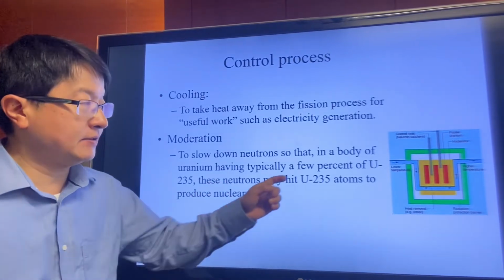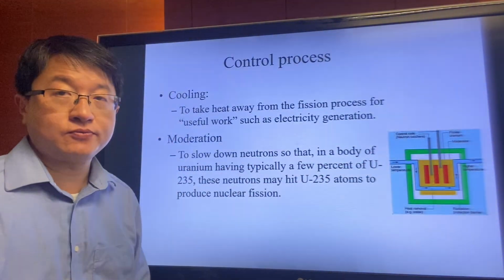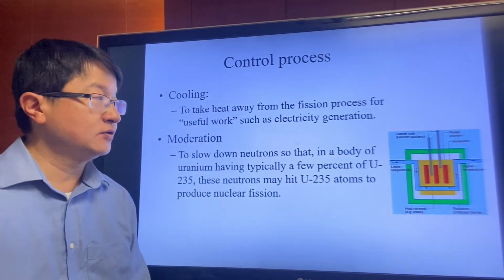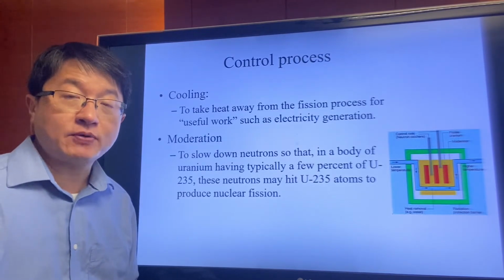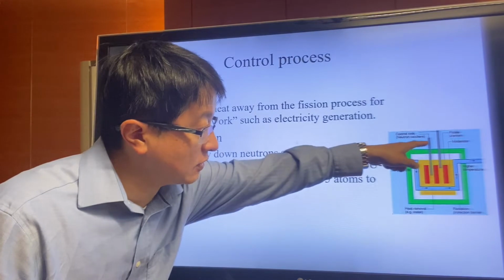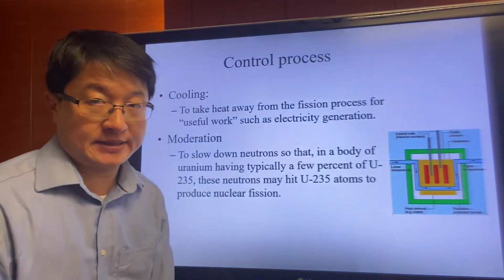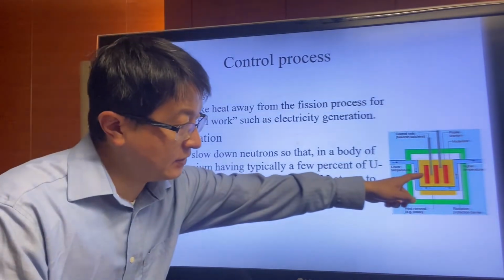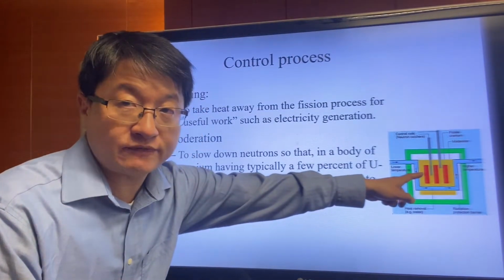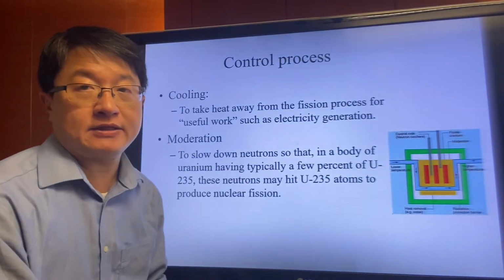So we add some control rods, which are made of graphite, to slow down the process of the neutron hitting another uranium. When this control rod falls down into the reactor core, then the neutrons emitted from a nuclear fission process could be stopped by the graphite.